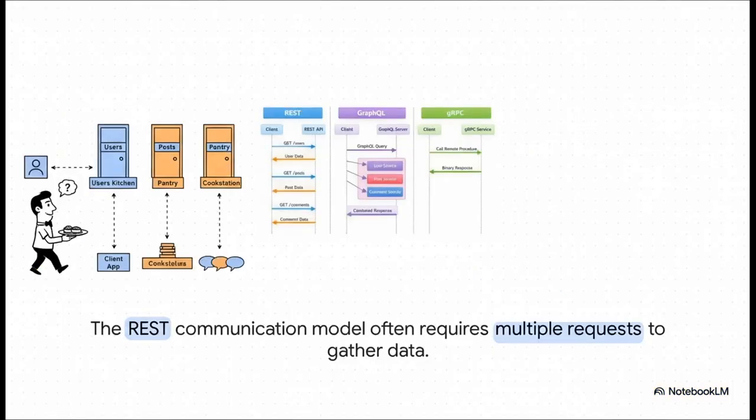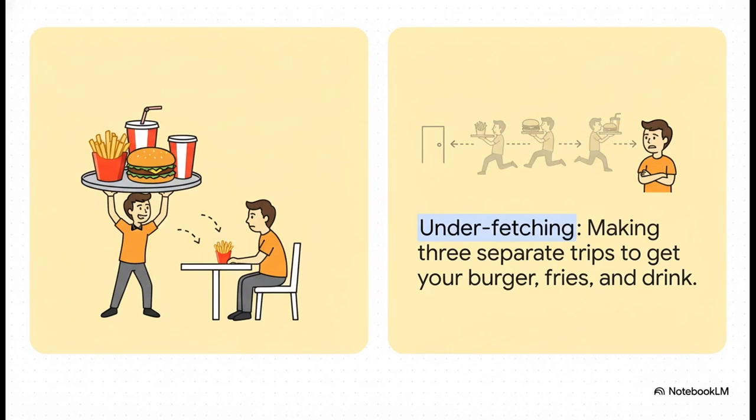So let's say to build a single profile page in your app, you need the user's name, their latest posts, and the comments on those posts. With REST, that often means 3 separate trips to the kitchen for your waiter. First for the name, then back again for the posts, then a third time for the comments. It works, sure, but it's not exactly fast, is it? This problem of making multiple trips, that has a name. It's called underfetching. You have to keep asking and asking just to get the full meal.